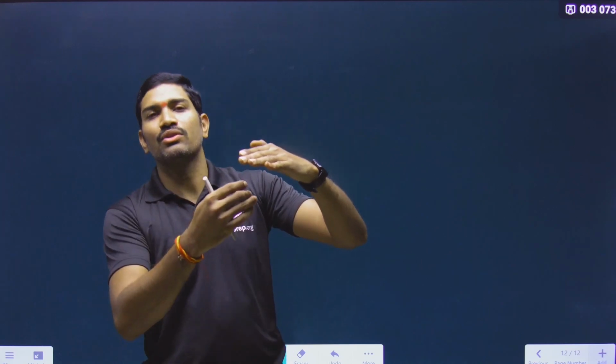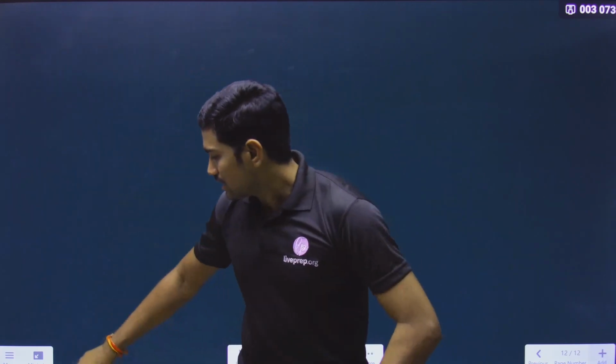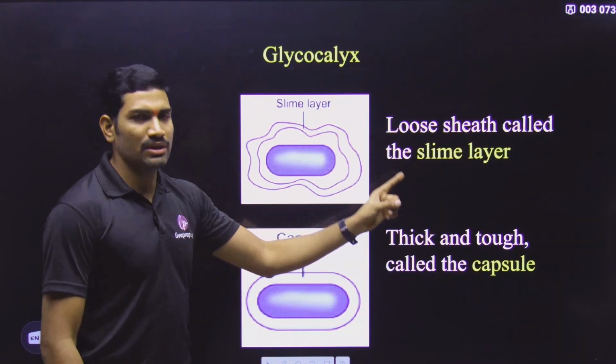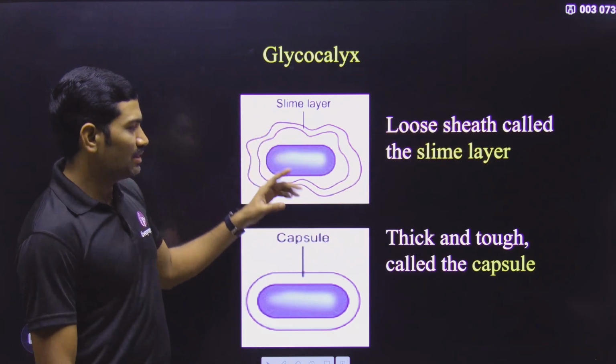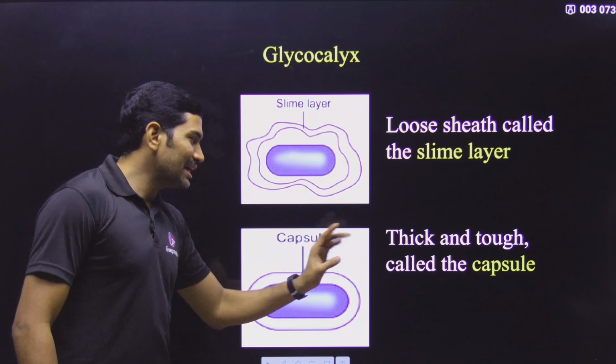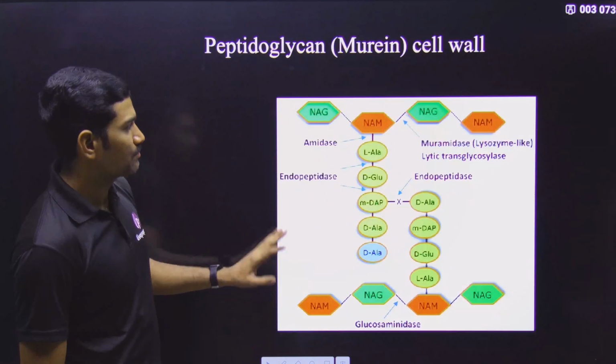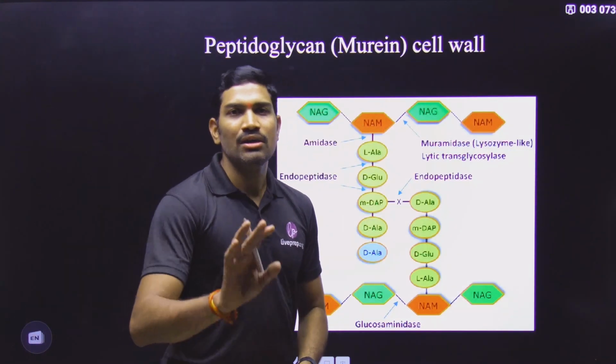Now we need to go for the cell wall, but regarding this we will see later on, and first we will quickly go through this particular one. If glycocalyx is present as loose sheath-like, it is called a slime layer. If it is thick and tough, then it is called a capsule. That's it. Okay. Anyhow, regarding the cell wall and all, we will see in the next lecture.